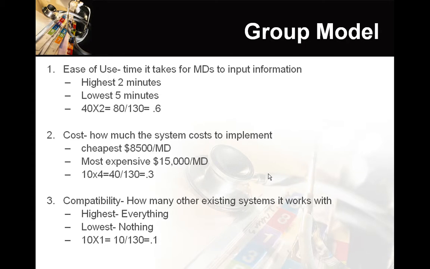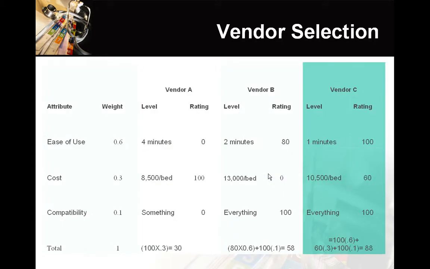Using the consensus model, 3 vendors were evaluated using the attributes and weights agreed upon by the group. The levels in which each vendor meets each attribute is given a rating between 0 and 100. In each category, the vendor with the worst ranking gets a value of 0, and the best gets a value of 100. Intermediate levels are rated by a number in between 0 and 100. The ratings were then multiplied by the weights.